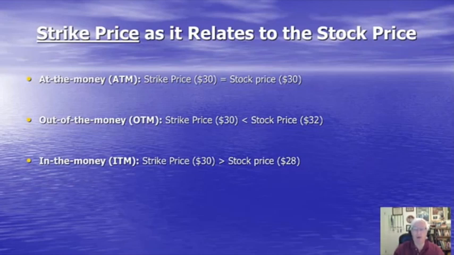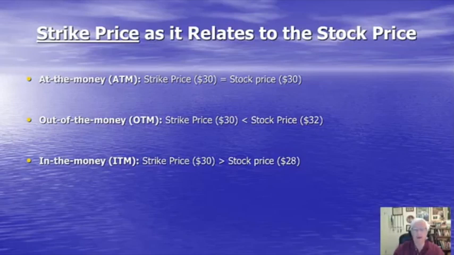Now, the next three definitions relate to the strike price as it relates to the current market value of the underlying security. At the money is where the strike price is the same as the current market value of the stock. So let's assume for a moment that a stock is trading at $30 and we sell the $30 put option. That $30 strike price is said to be at the money.